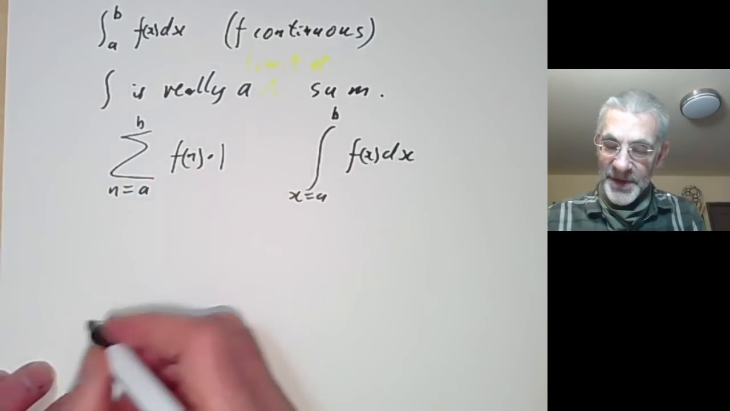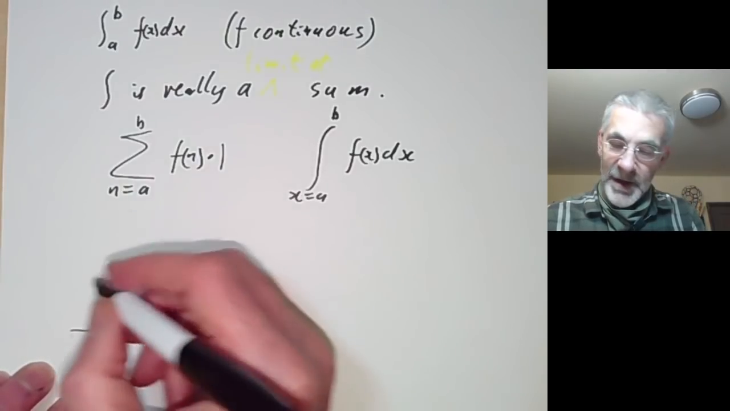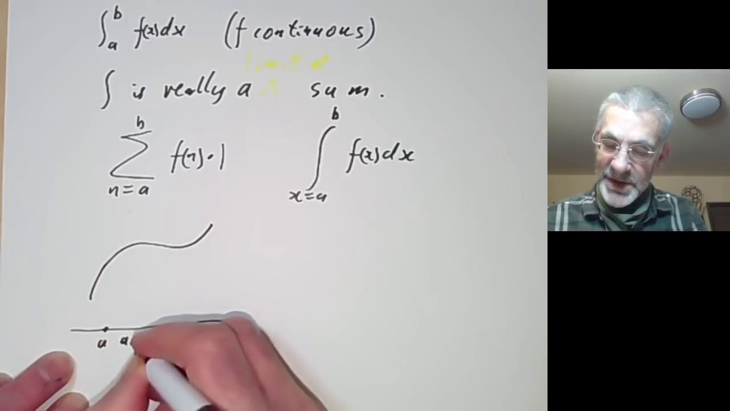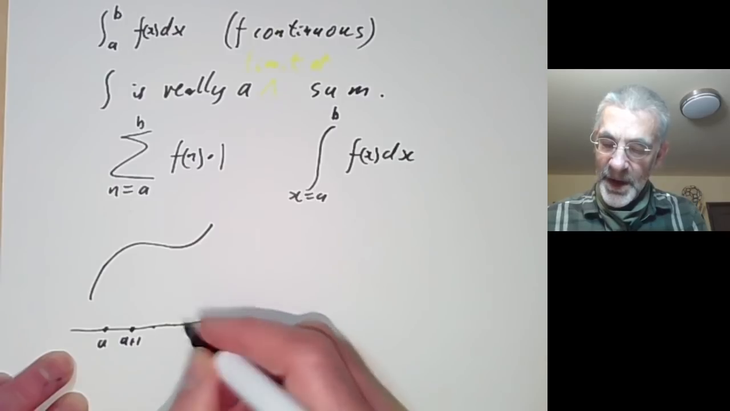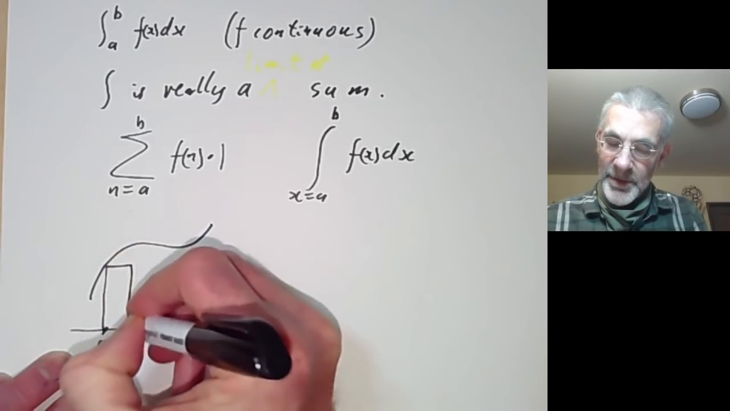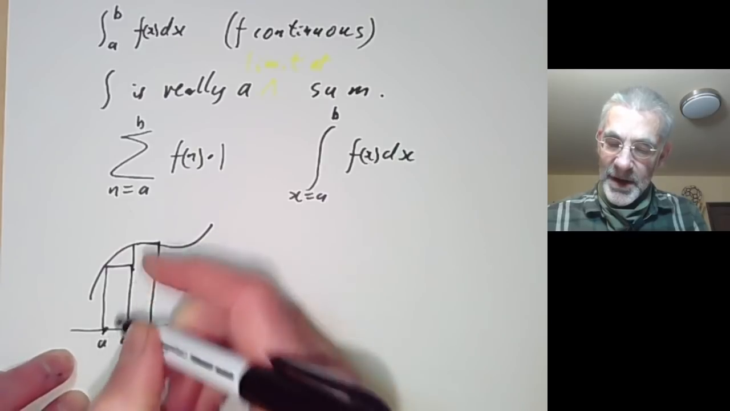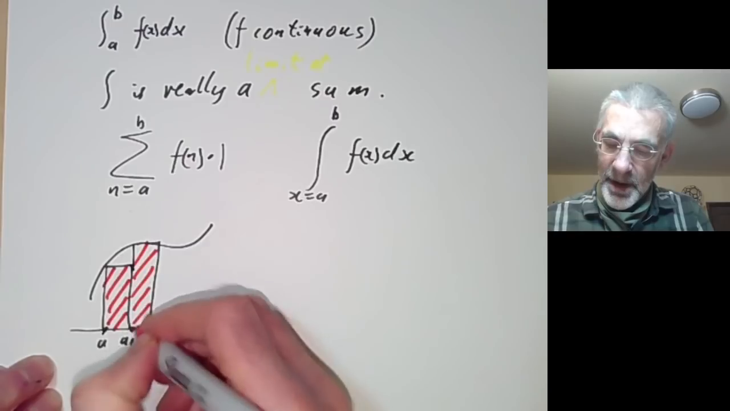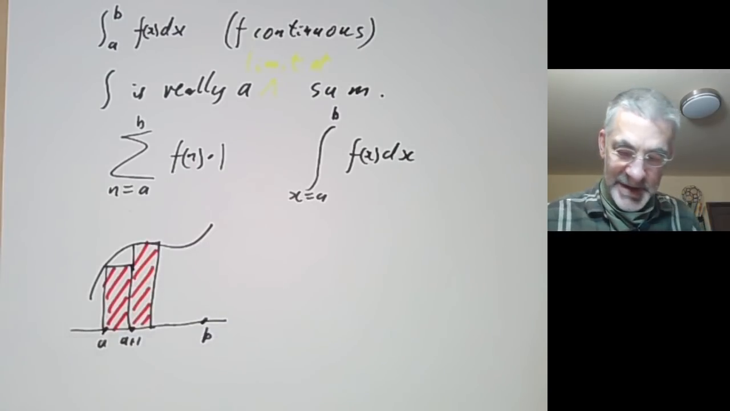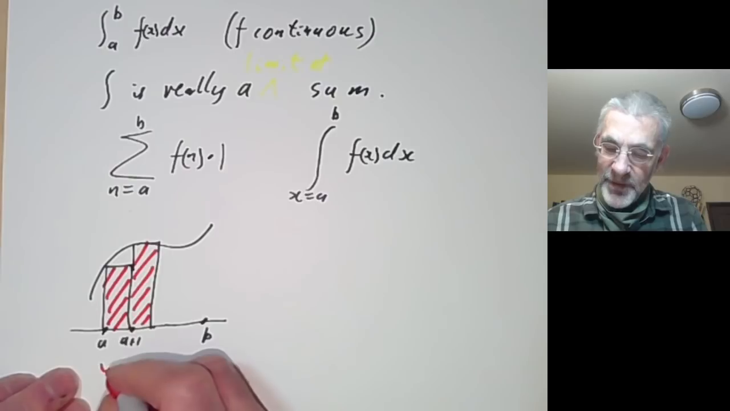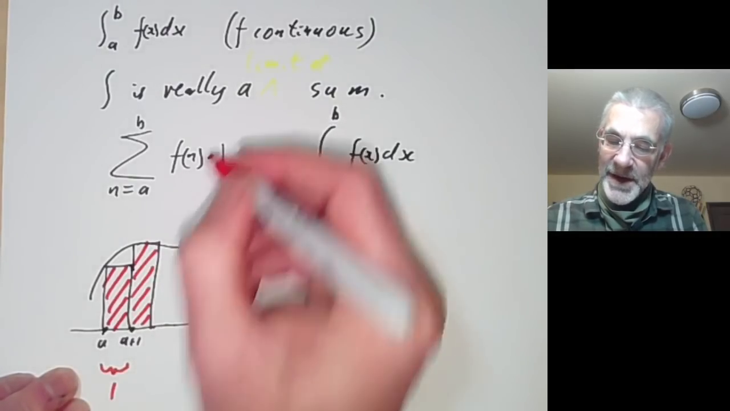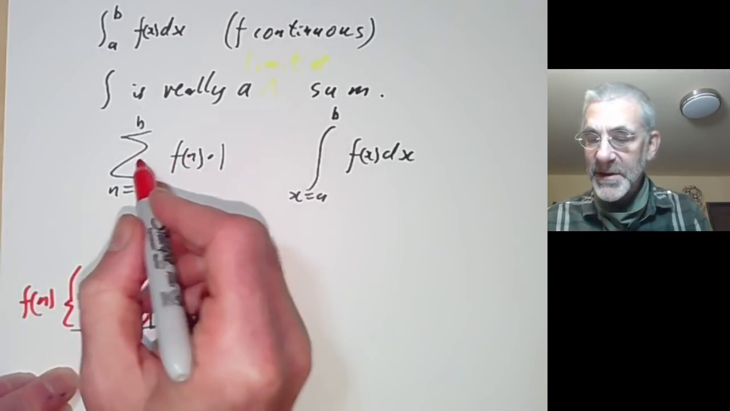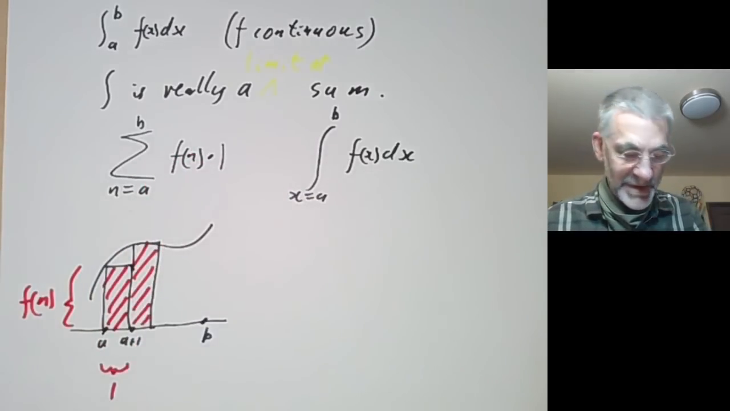So let's draw pictures of these to see what the comparison is. So for the sum, what we're doing is we're taking the points a, a plus 1, and so on up to b, and we can sort of draw rectangles of size f of n. So the rectangles have width 1, which is this bit here, and they have height given by f of n, which is this bit here. So this is just the sum of the areas of these rectangles.